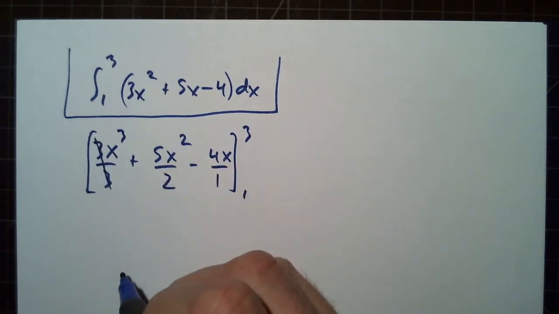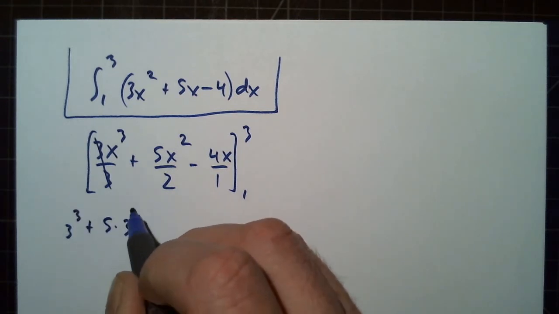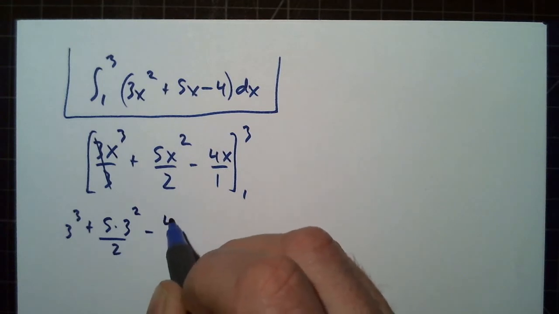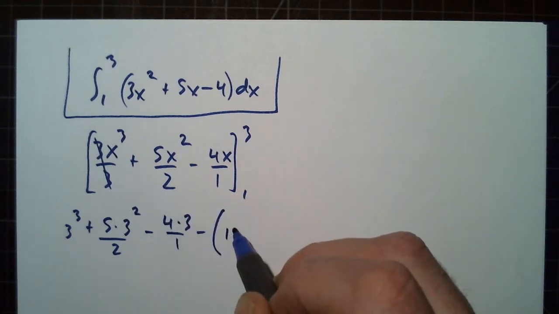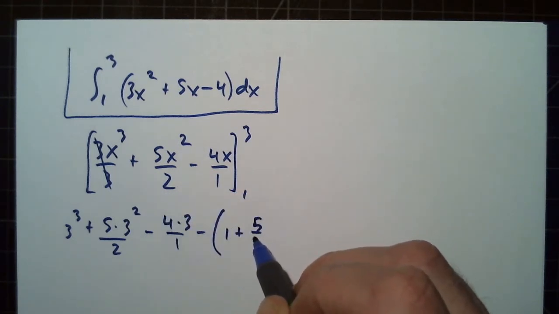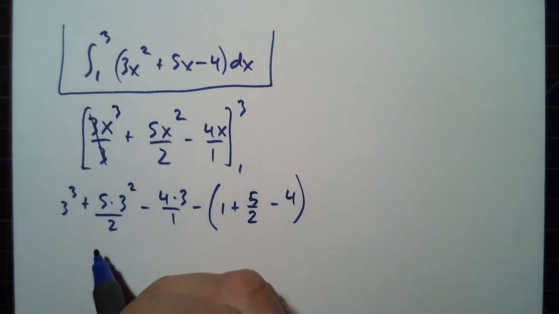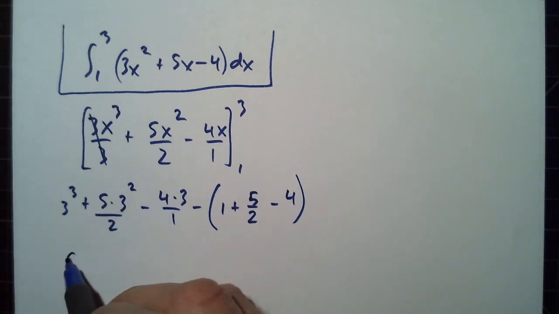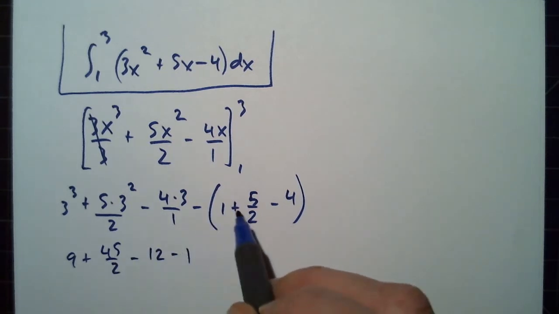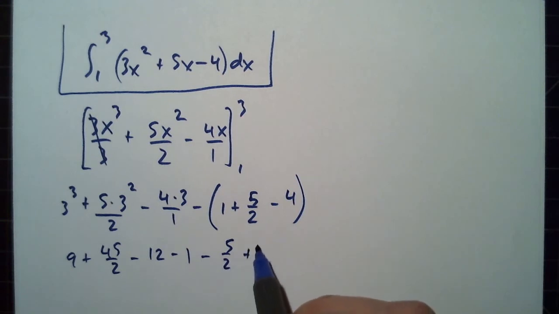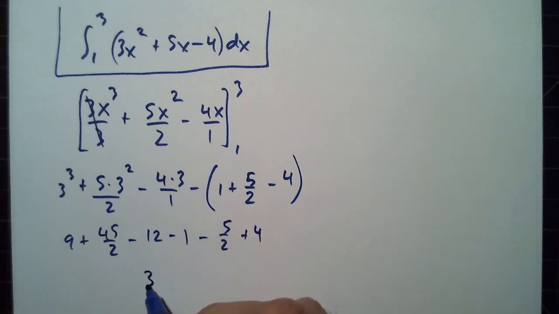So we just reduce that, and we're going to have 3 cubed plus 5 times 3 squared over 2 minus 4 times 3, minus, let's put the 1 in there, 1 cubed plus 5 times 1 over 2 minus 4 times 1. And that's 9 times 5 is 45. We have 9 plus 45 over 2 minus 12 minus 1 minus 5 over 2 plus 4. Just make sure you distribute the negative. All that simplifies to 38.